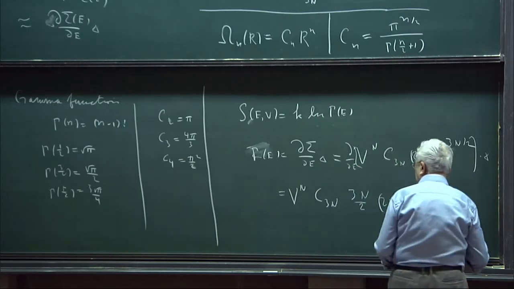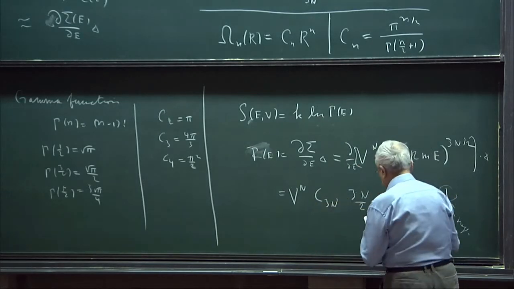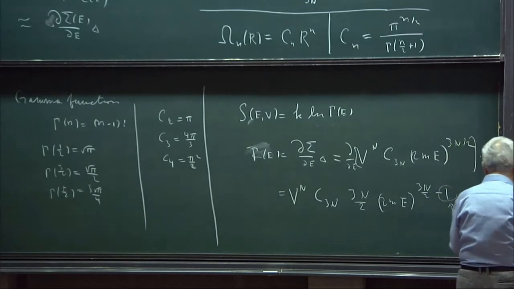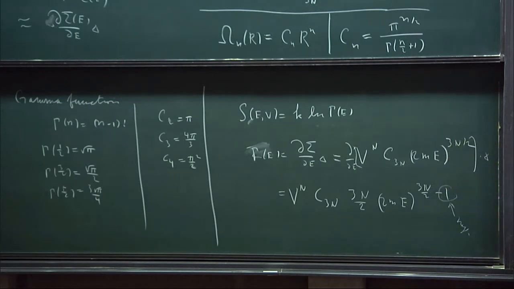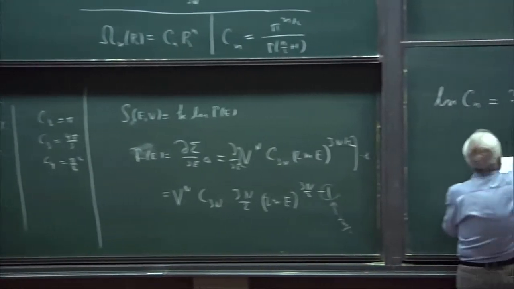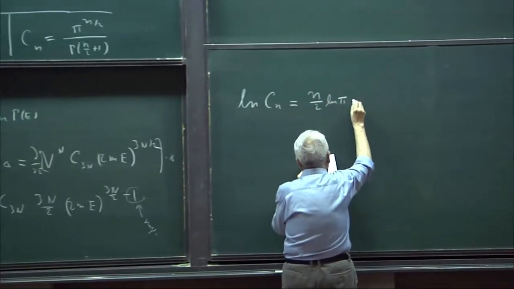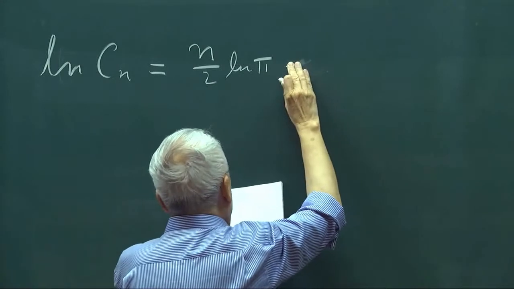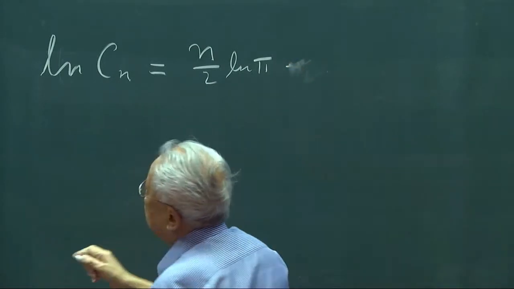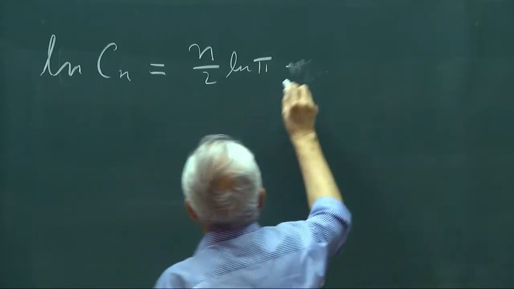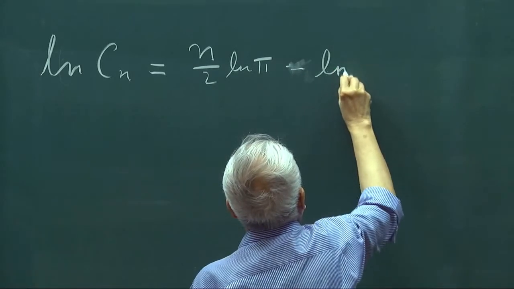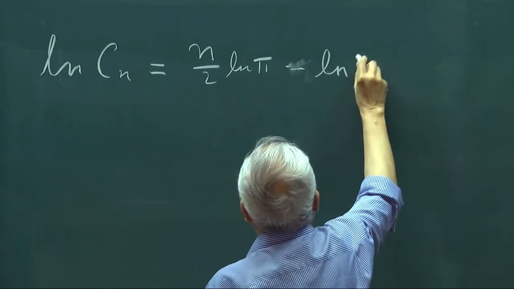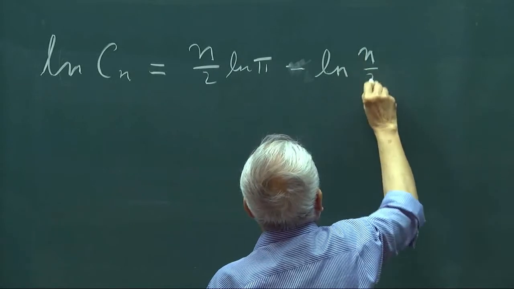To take the log, I need the logarithm of C. And log C_n is equal to n over 2 log pi minus the log of n over 2 factorial.